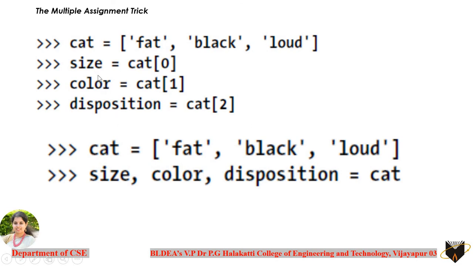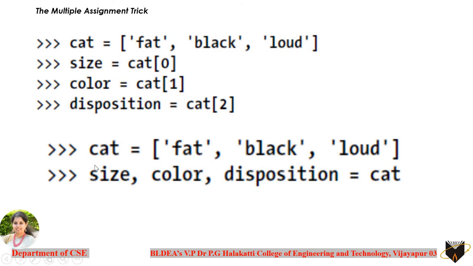So instead of initializing these variables separately three times, you have the multiple assignment trick, where you can take the variables together and just initialize them with the list variable name. In this way, size, color, disposition = cat. This statement behaves exactly the same way as when we did it separately. By default, size is initialized with the first element of cat, color with the second element of cat, and disposition with the third element of cat.